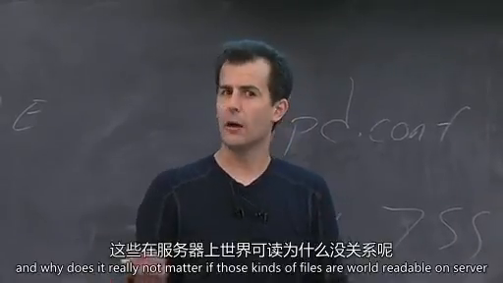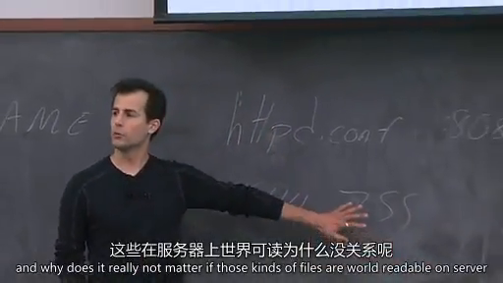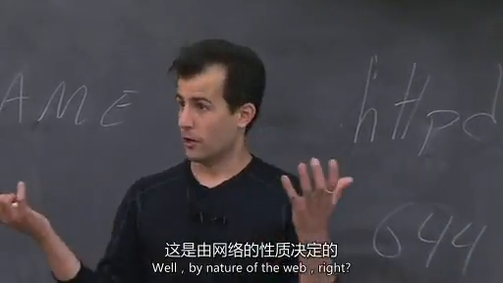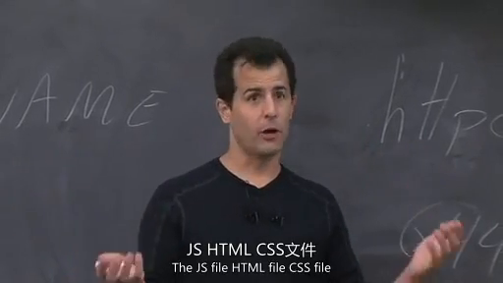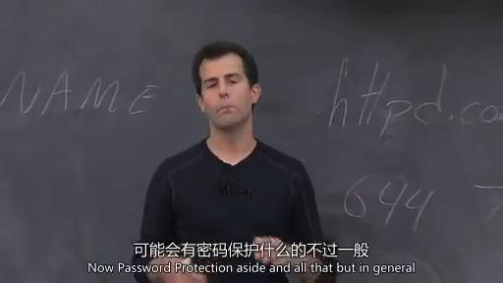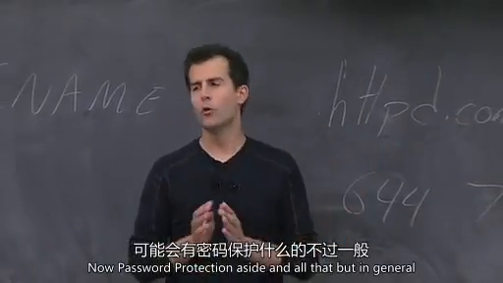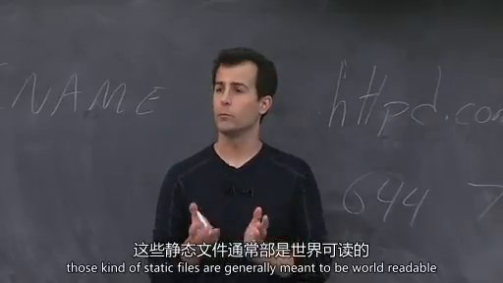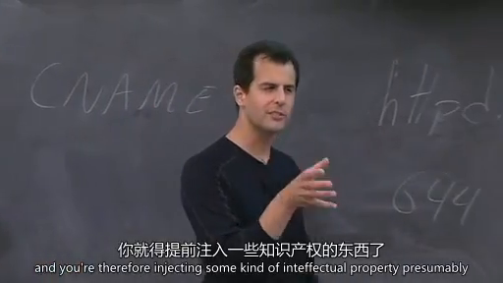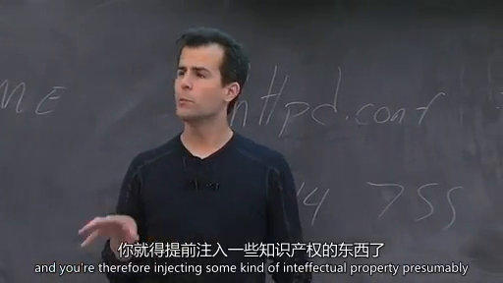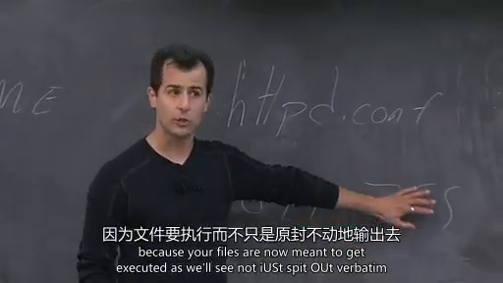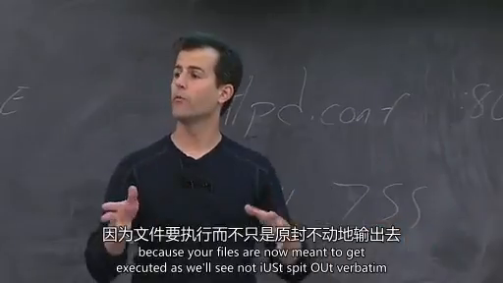And why does it really not matter if those kinds of files are world readable on the server and thus accessible to any other customers? Right, by nature of the web. The JS file, HTML file, CSS file, that stuff's supposed to be world readable, otherwise it wouldn't be on the web. Now, password protection aside and all that, but in general, those kinds of static files are meant to be world readable. But when you're writing code, as we'll start doing tonight in PHP or any other language, and you're therefore injecting some kind of intellectual property, presumably, you probably don't want to just open up your files to the world, because your files are now meant to get executed, as we'll see, not just spit out verbatim.